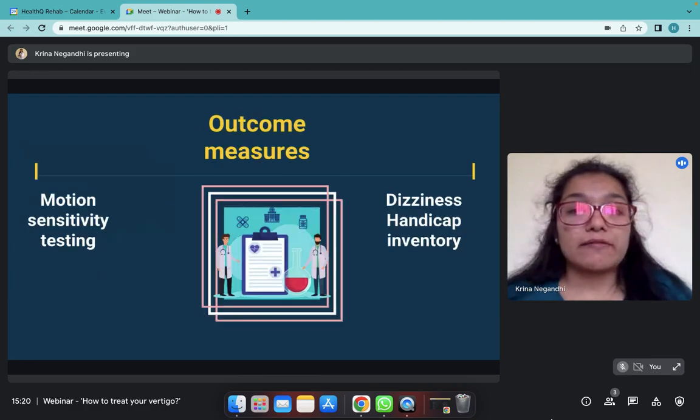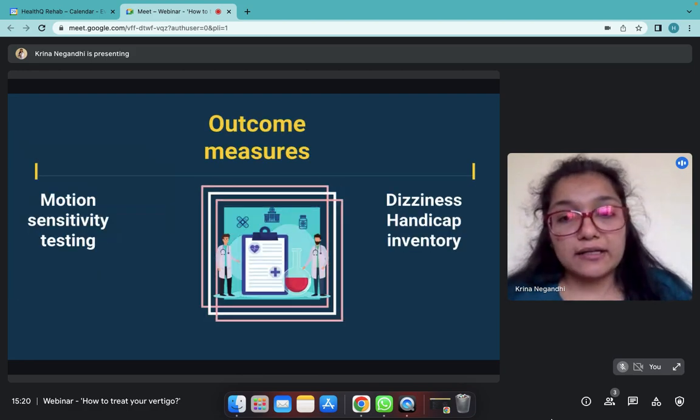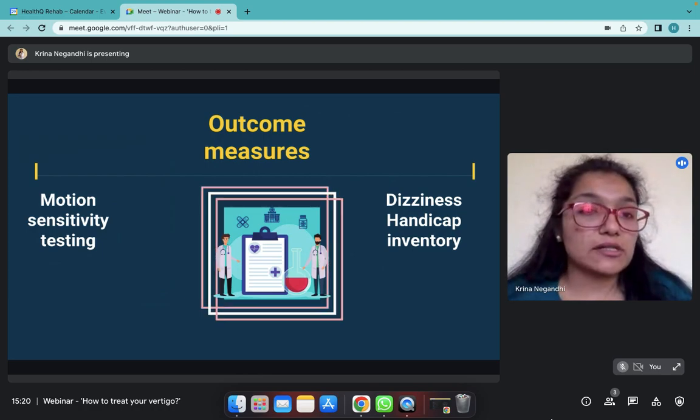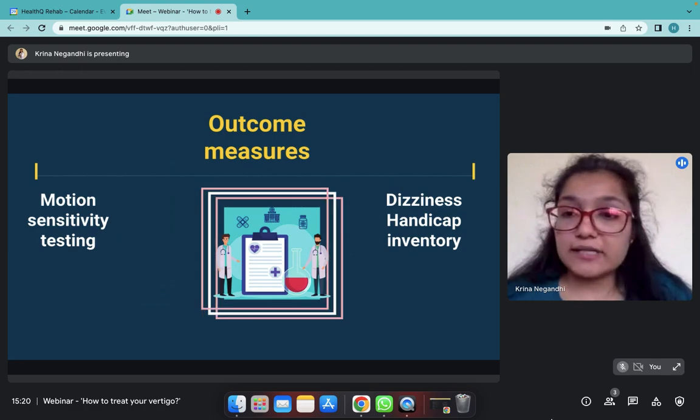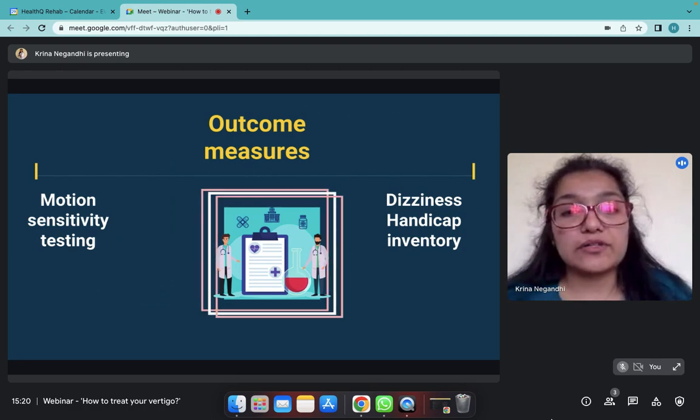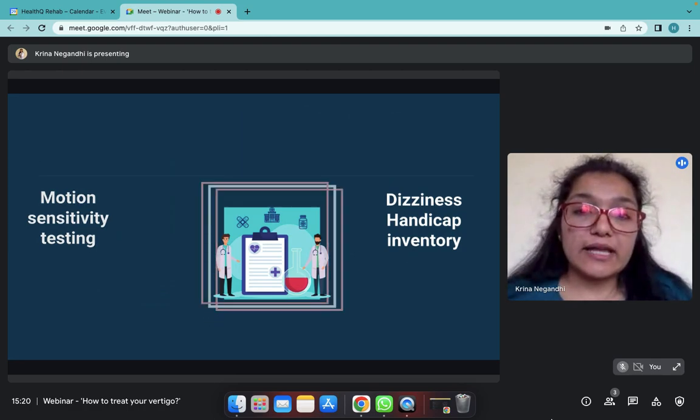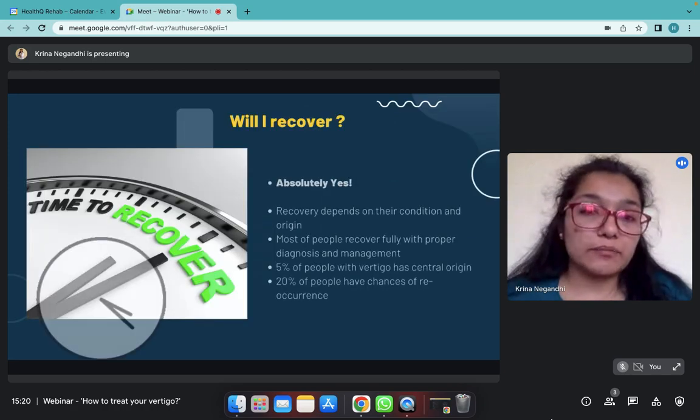In physiotherapy, we can classify and diagnose the patient into criteria with outcome measures such as motion sensitivity testing and the dizziness handicap inventory. Thus, we can help through pre and post outcome measures.